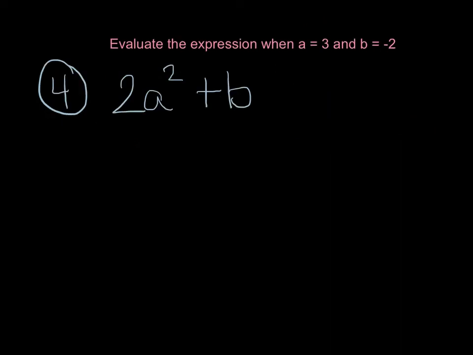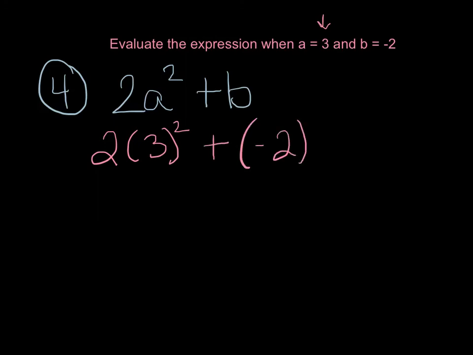Try one more. Again, a is still 3, b is negative 2. I'm going to replace this a right here with a 3 in parentheses. Now this time the exponent only goes with the a, because the 2 is not in parentheses, so the exponent does not have anything to do with the 2. Plus, and then the b, which is negative 2. We don't really have anything to do inside of our parentheses, so our next order of operation is the exponent. So 3 to the second, which means 3 times itself, or 3 times 3, which is 9. So this becomes 2 times 9 plus a negative 2.